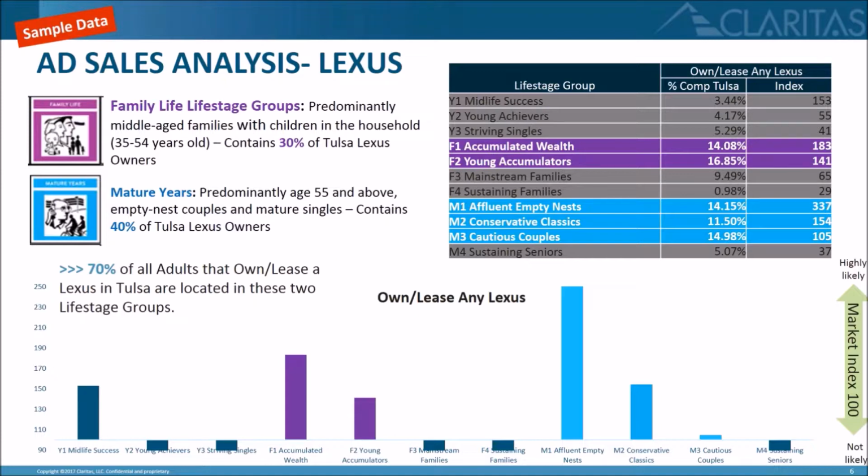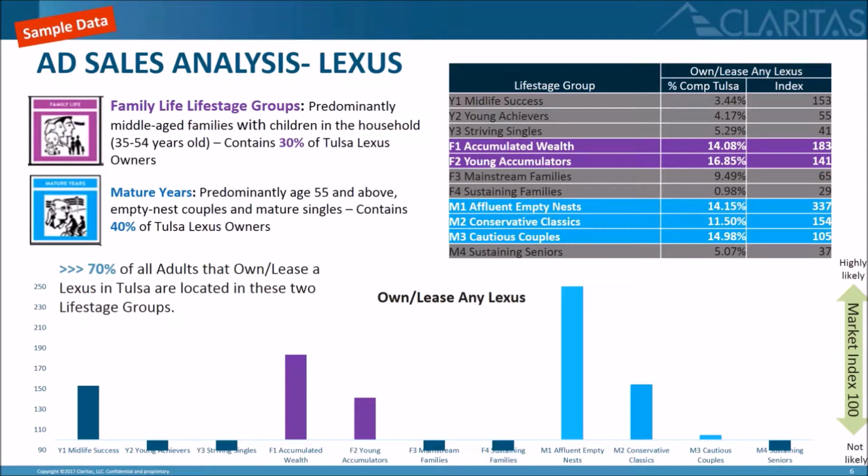Generally speaking, we say that if there is an index that is greater than 120, that is a strong indicator of a behavior. At the end of the day, 120 is the only index that you really have to keep in mind. So if we look at accumulated wealth, they have an index score of 183. In this case, we could say that they are 83% more likely than average to own or lease a Lexus.